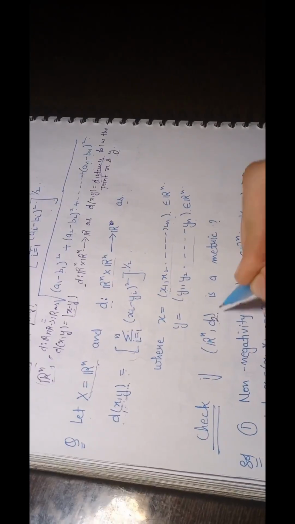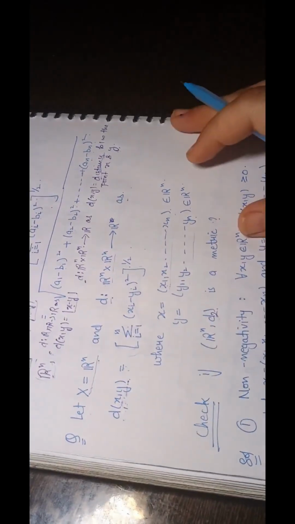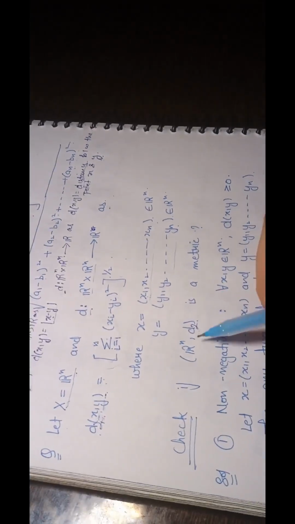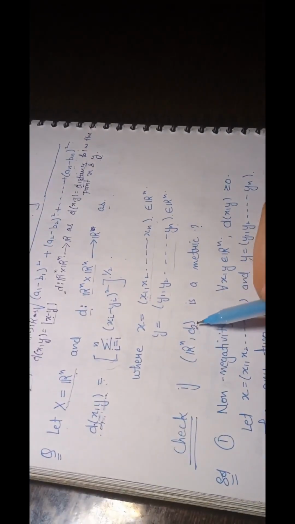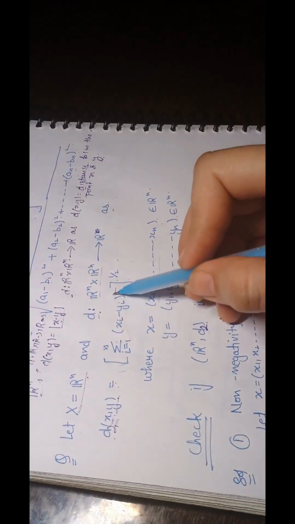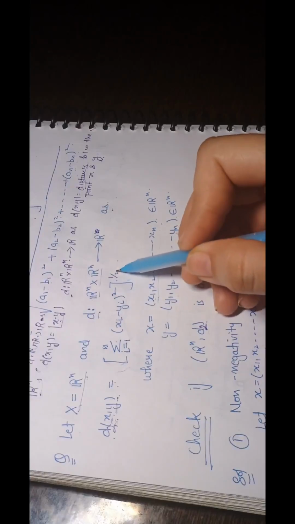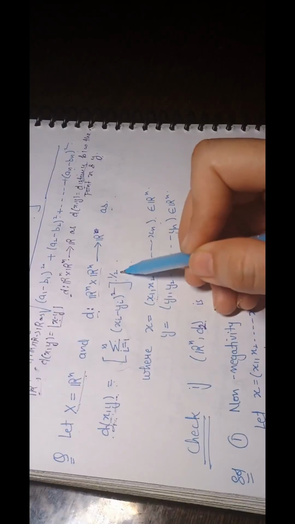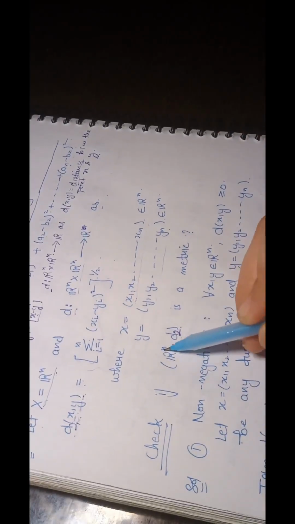So let us check if Rn with this function, we will call this function d2. We will define this function as d2. This 2 is only to represent the power. Here it is 2 and here it is 2. So we are just giving it a notation. So let us check if Rn with this d2 is a metric or not.